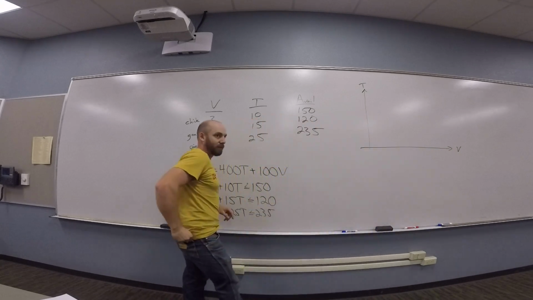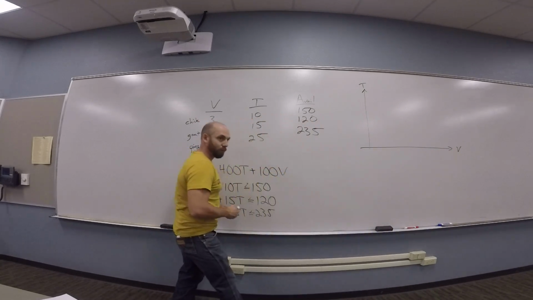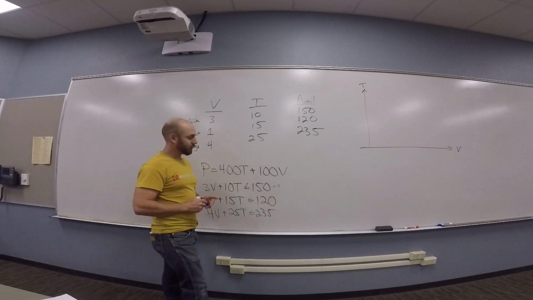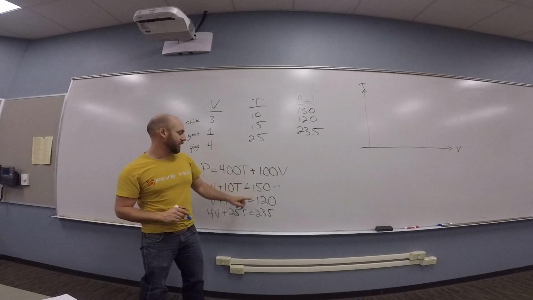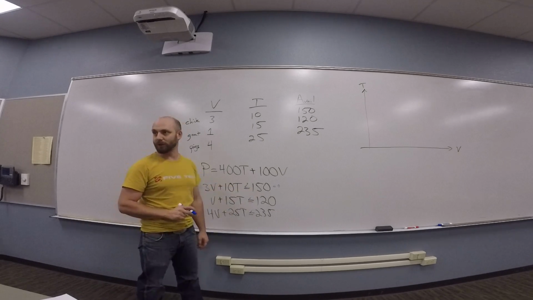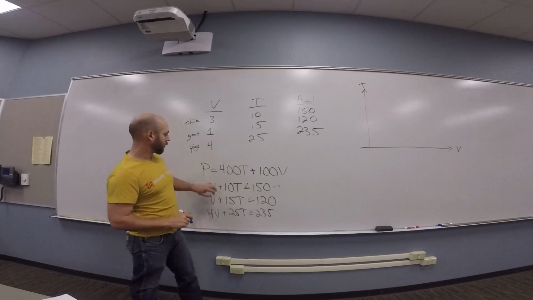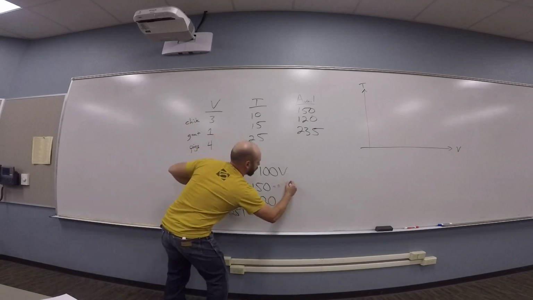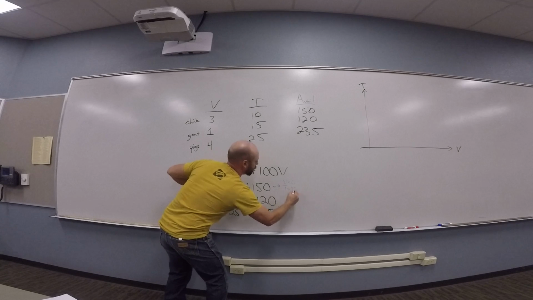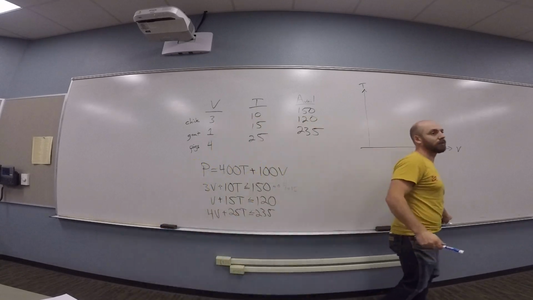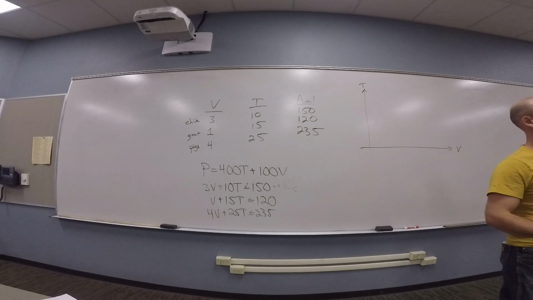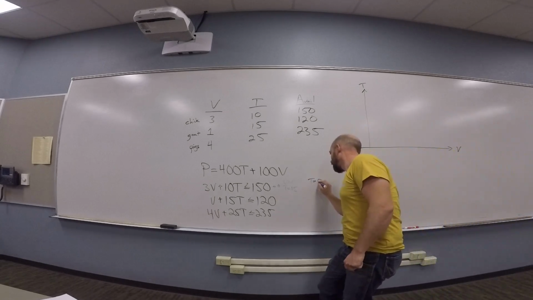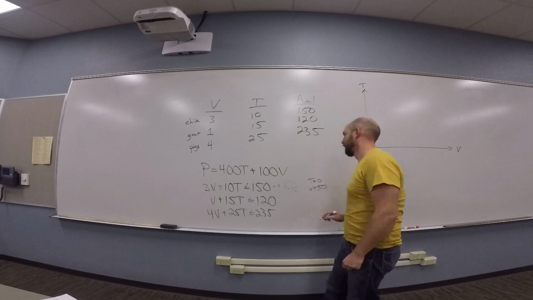Alright, so let me think. I'm gonna do blue for this first line. So blue's gonna be chickens, right? And so 3V plus 10T has to be less than or equal to 150, so what are the intercepts on that? You're gonna cover up V. So if V is 0, then T is 15. And if T is 0, V is 50.